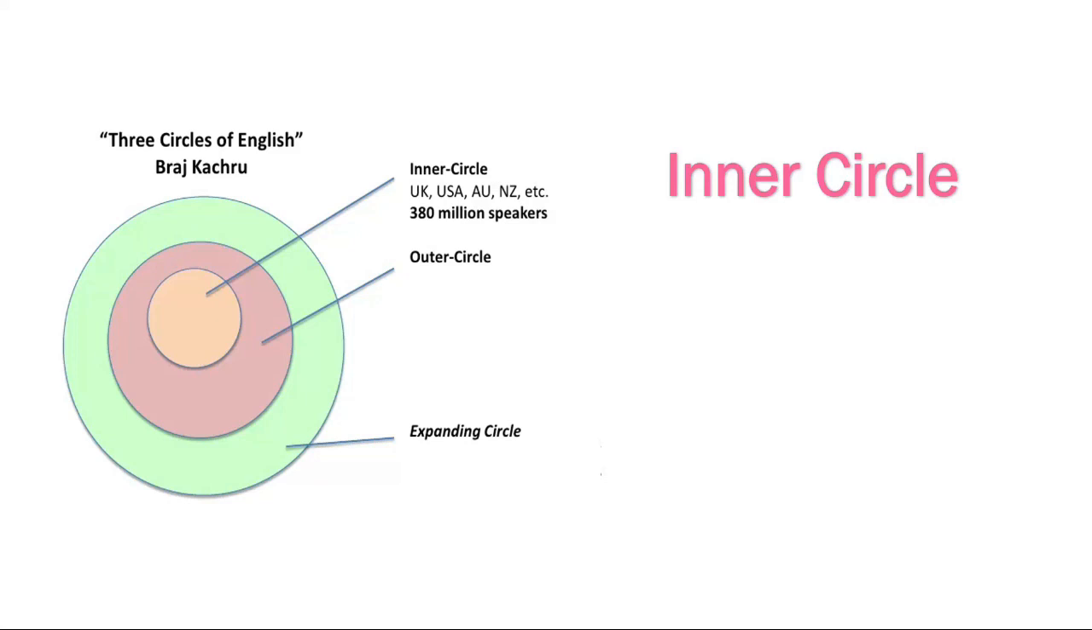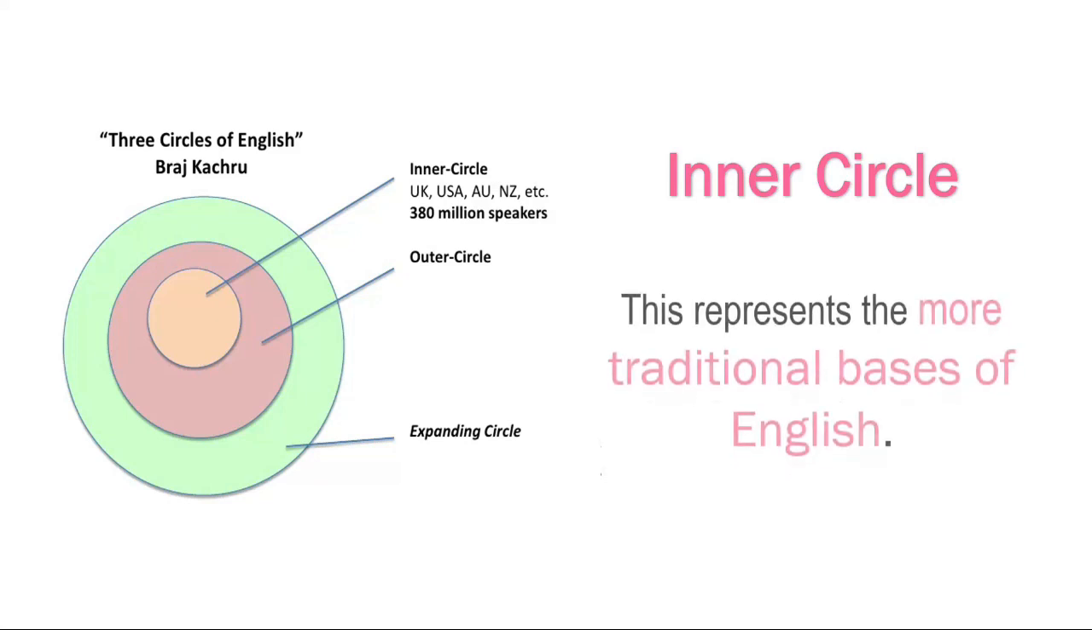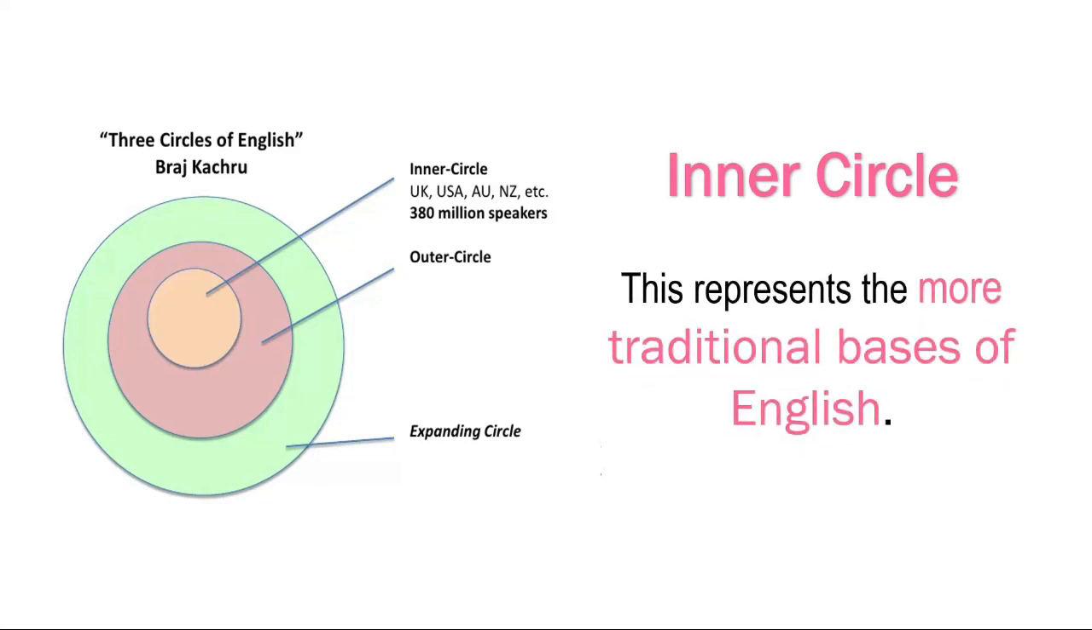First, we have the inner circle. This represents the more traditional basis of English. They are the first users of English, or the ones who have English as mother tongue. This includes countries such as the United Kingdom, United States of America, Australia, New Zealand, Canada, etc. Alright.